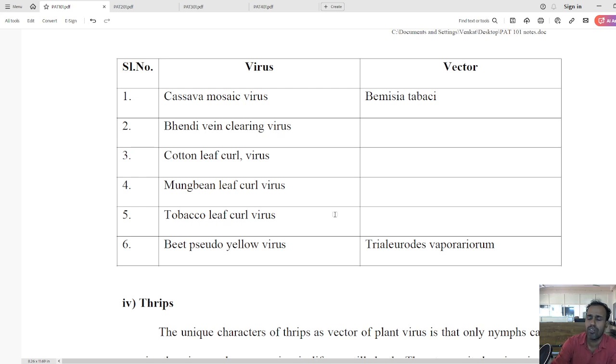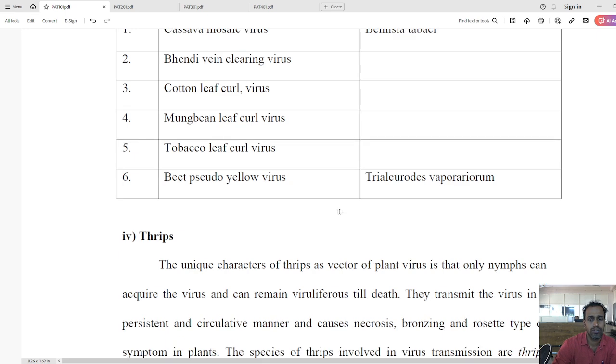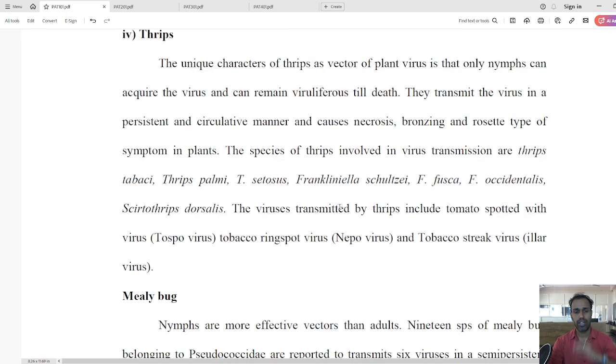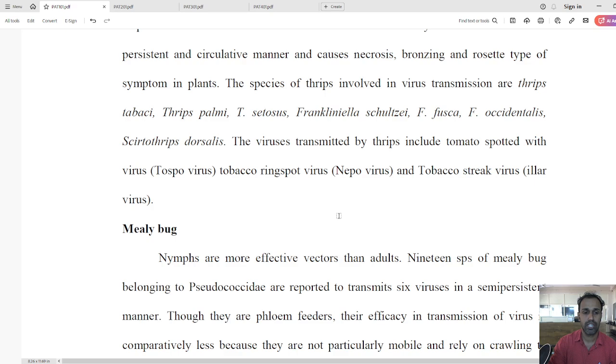Whitefly: the majority of whitefly transmission is through Bemisia tabaci. Bhendi yellow vein mosaic, cotton leaf curl, tomato leaf curl, cassava mosaic; the vector is Bemisia. Thrips: two species are Thrips palmi or Frankliniella. With very close observation we can see the thrips, but the symptomatic expression is much higher. Thrips and mealybug.